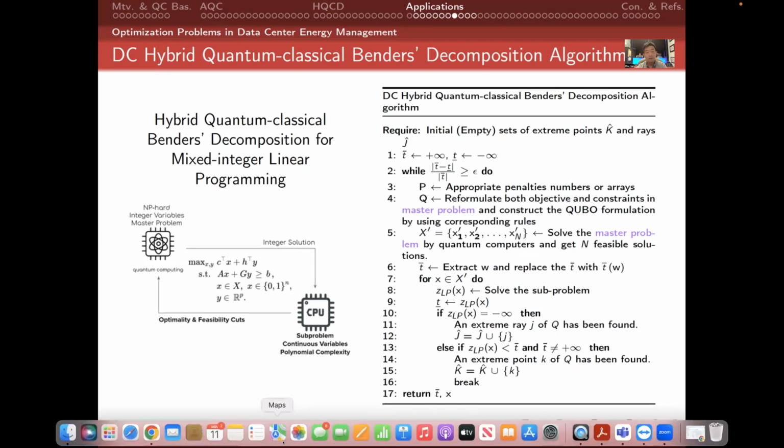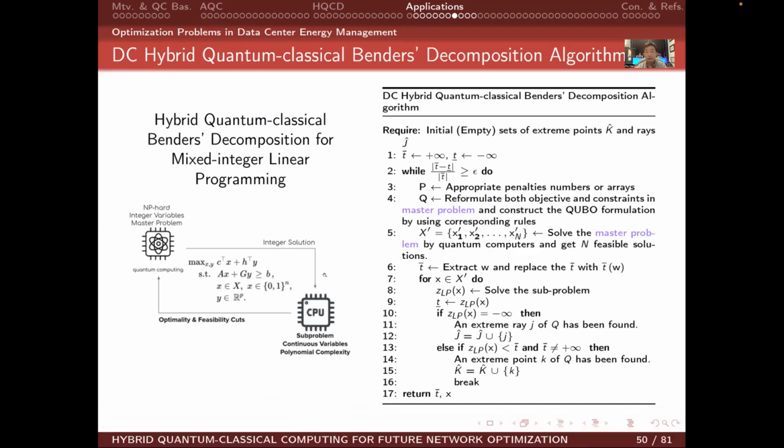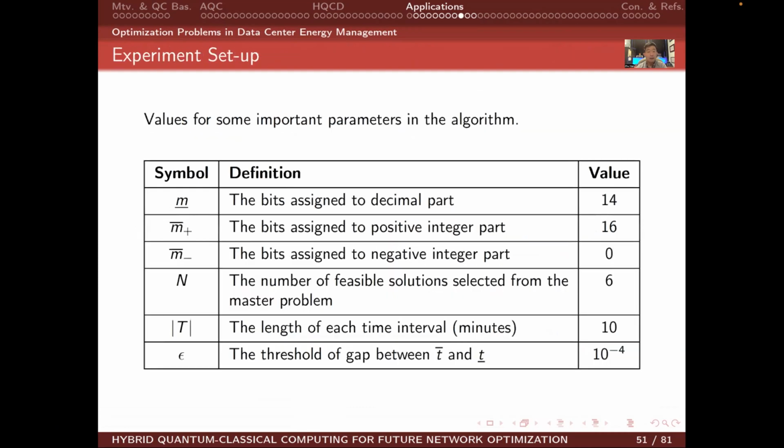In each iteration, we will provide more feasibility cuts to this subproblem, to this continuous problem, so that each time this subproblem will provide more feasibility information for the master problem, and so the searching problem will become smaller and smaller. And here we have the experiment.